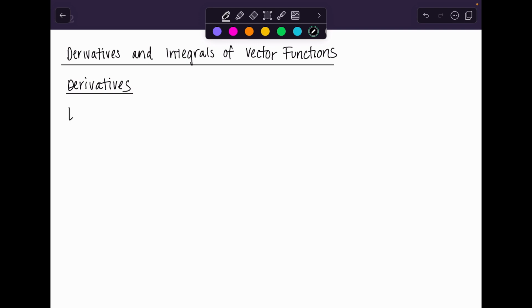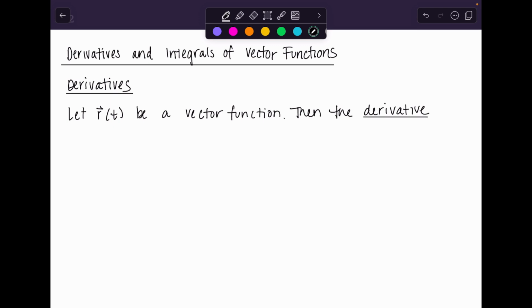So if we let r of t be our vector function, then we define the derivative. Then the derivative of r is defined by the following. So we still use our prime notation because it is still a single variable, r prime of t.